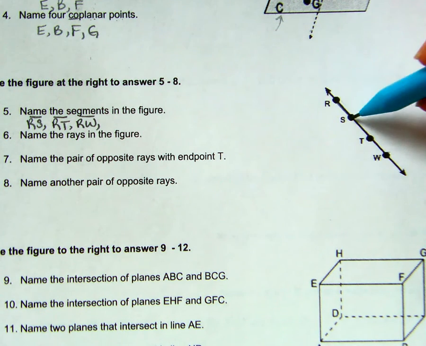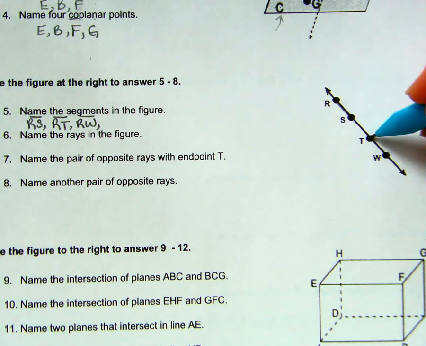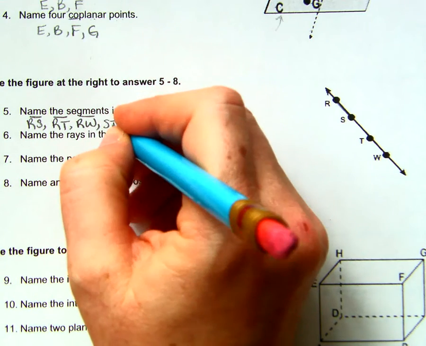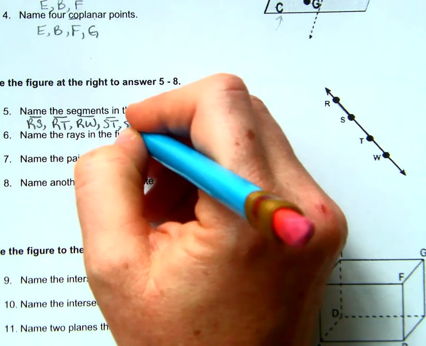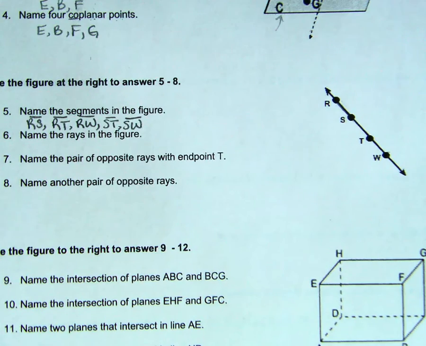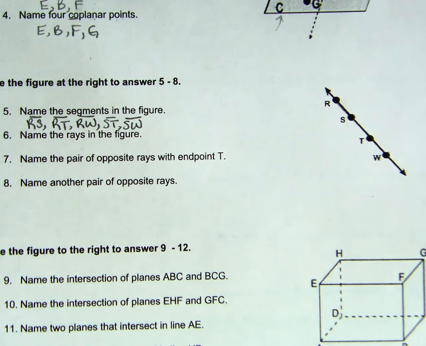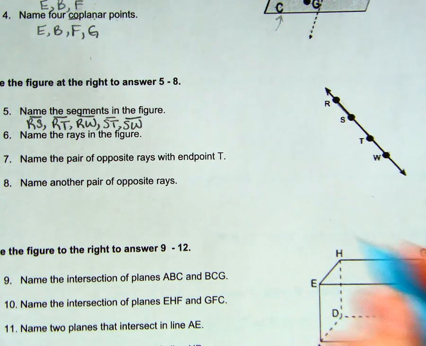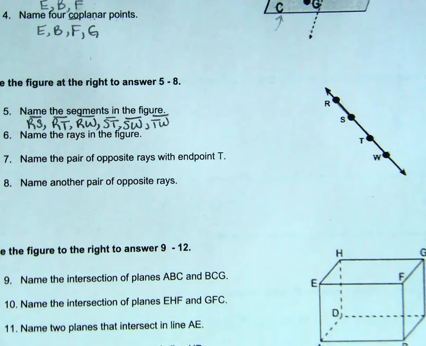And then I go to the very next point. So I'm kind of like chopping this off and just starting with S, and I see ST, and I see SW, and then I go to the very next point. Remember, I'm just kind of chopping this part off now, and I have now TW. And these are all of my line segments.